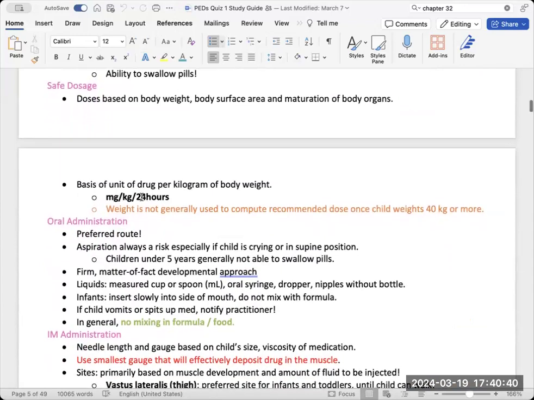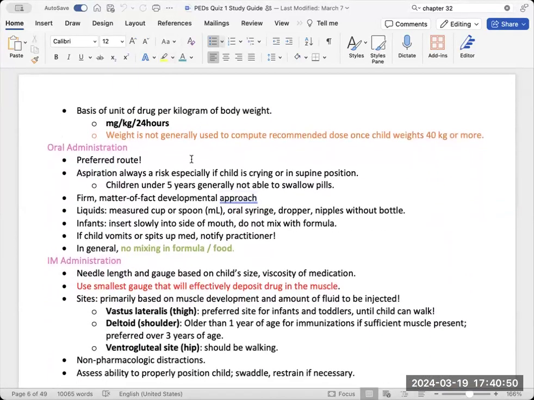Another thing is we have to have safe dosages. They're based on their body weight and body surface area and maturation of the body organs. Usually the drugs are per kilogram of body weight, so the typical way to determine the right dose for a child is mg per kg per 24 hours. But weight is not generally used to compute a recommended dose once a child weighs 40 kg or more. So we usually do this for children who weigh less than 40 kg.